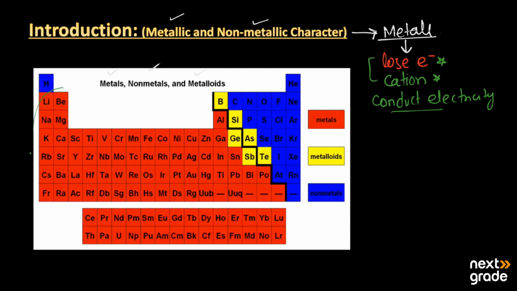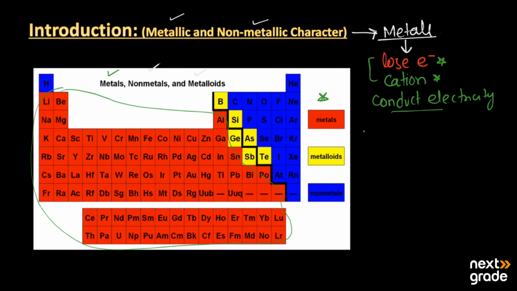You can see that most of the periodic table, shown here in red, consists of metals. So most of the space in the periodic table has been covered by the metals. It means a lot of metals have been discovered.